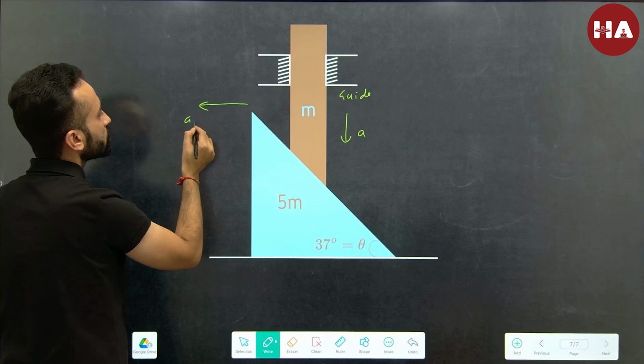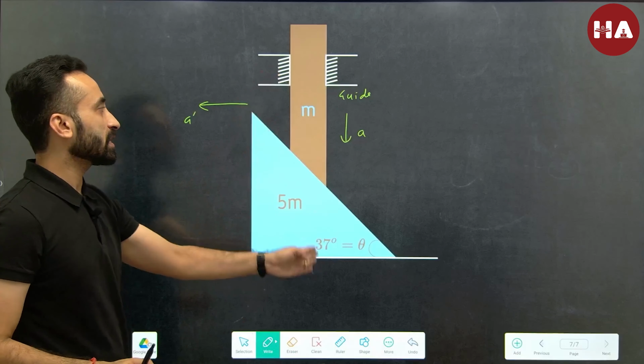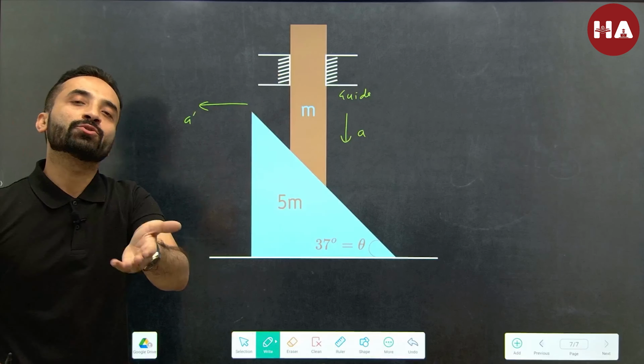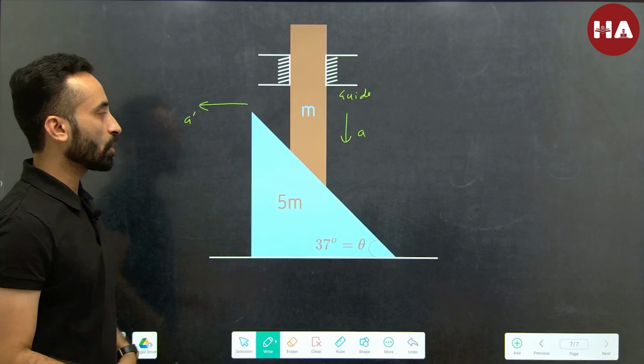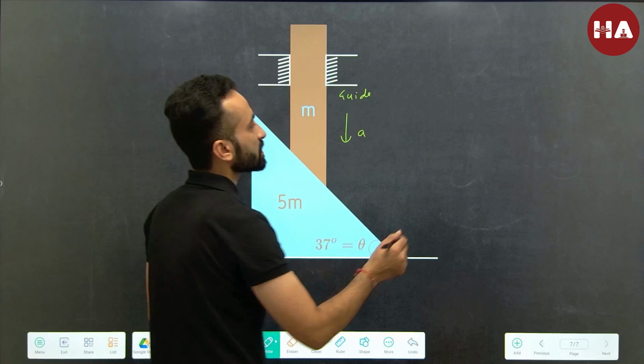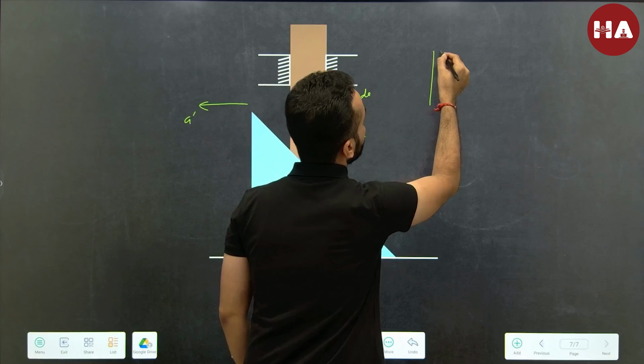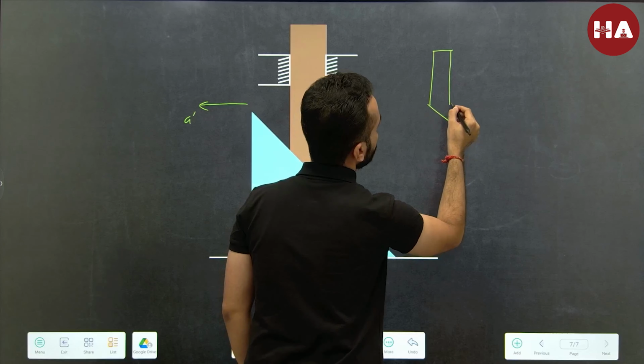So first, are you understanding the wedge constraint here? Because this is falling, it will push 5M, and since it cannot penetrate into 5M, the 5M will have to respond and move in the forward direction. So this A and this A dash is what we wish to relate or interlink. For that, we need to understand how to draw the free body diagram. So I will draw them separately now.